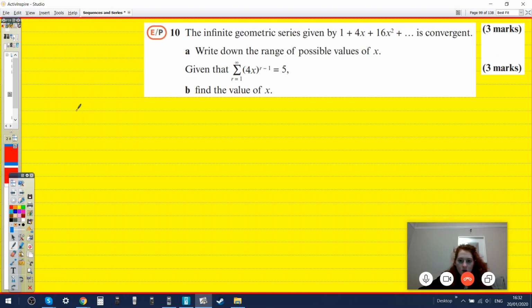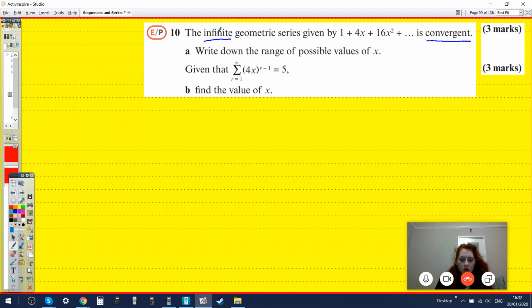So if it's a sequence, that's geometric. Does that mean a r to the power of something? The important bit is this convergent. Do you know what that's about? Does it mean it's tending towards something?